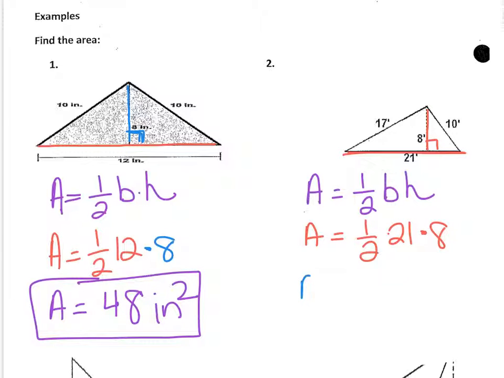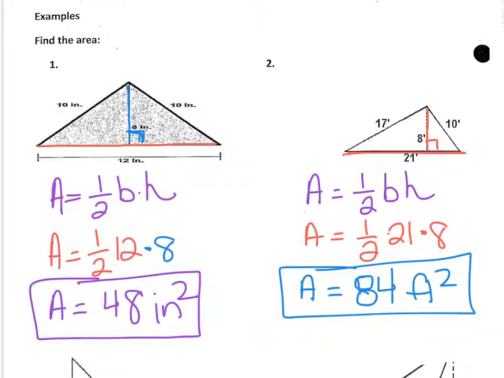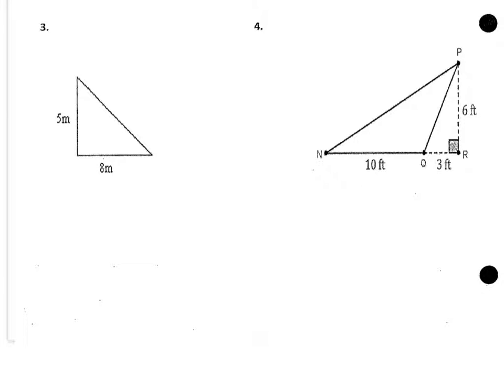So to work this out, I can do half of one of these two numbers. So half of 8 is 4, and 4 times 21 is 84. So the answer here is 84 feet squared, and we always say square units when we're talking about area. Let's take a look at the next example.